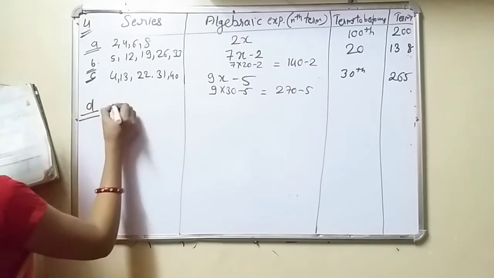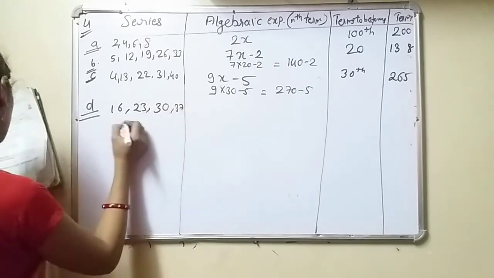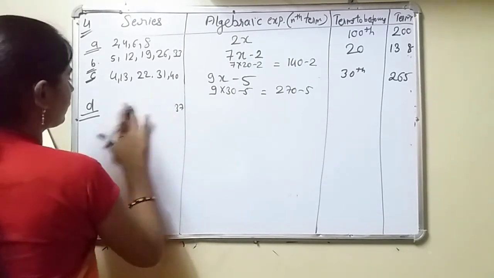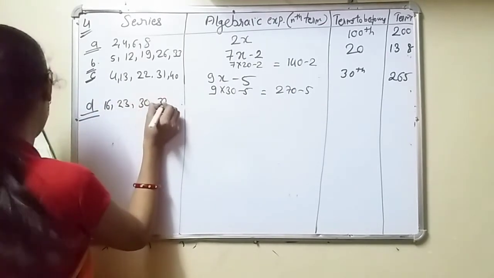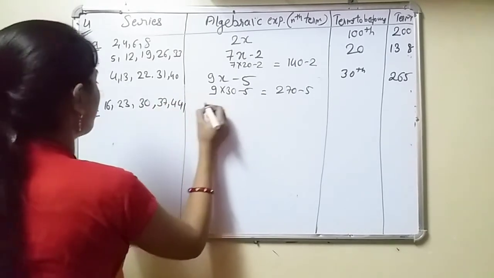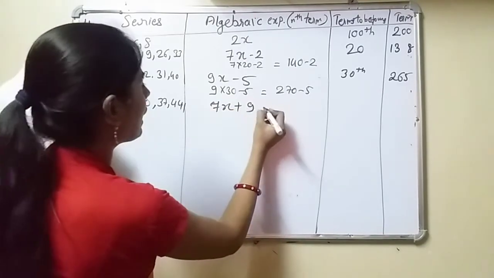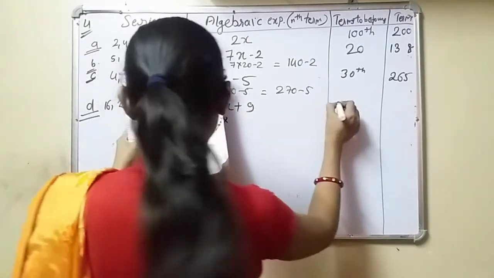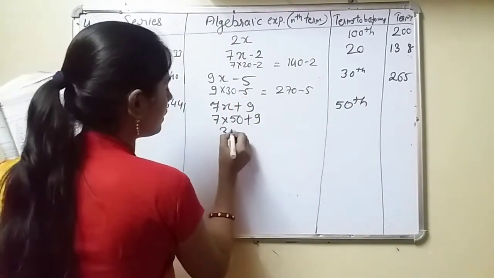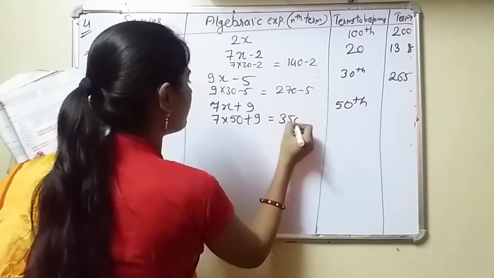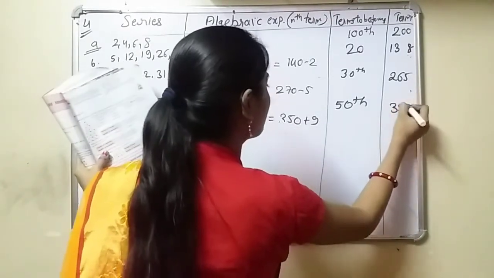Now D, 16, 23, 30, 37 and 44. Now see, what is the term given here? 7x plus 9. How can you solve it? 7 into, what is the term given here? 50th. 7 into 50 plus 9, that is 350 plus 9, 359. You have to write it here, 359.